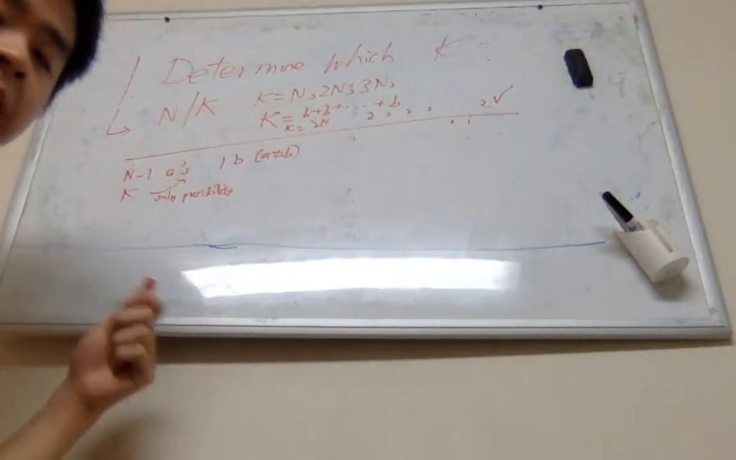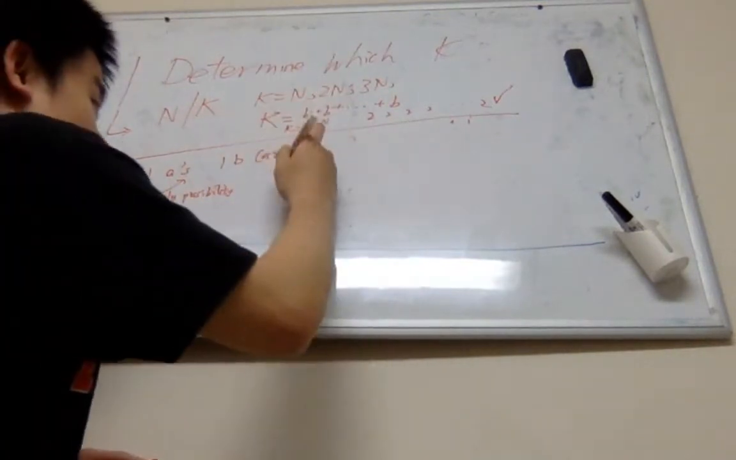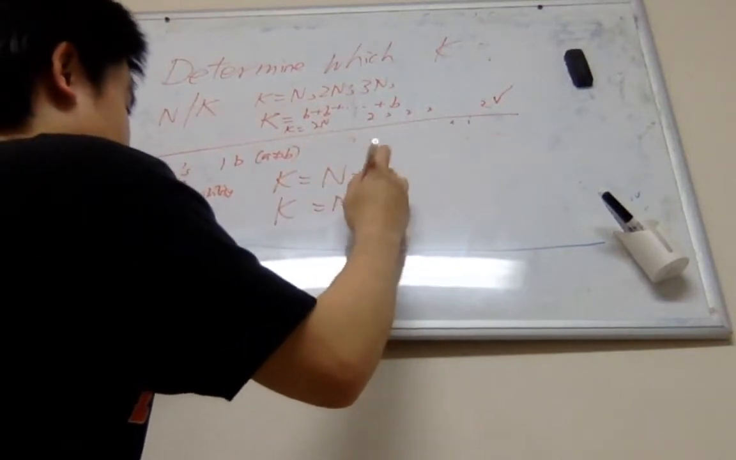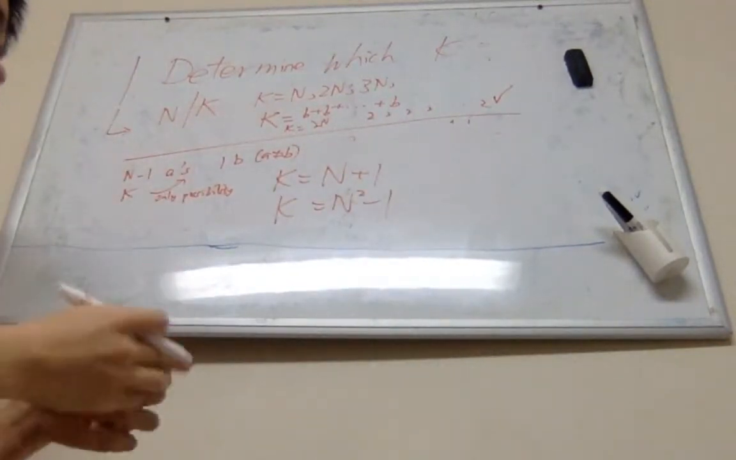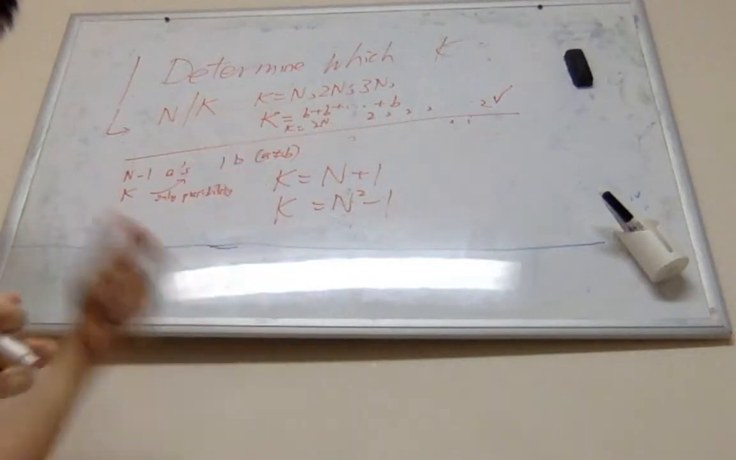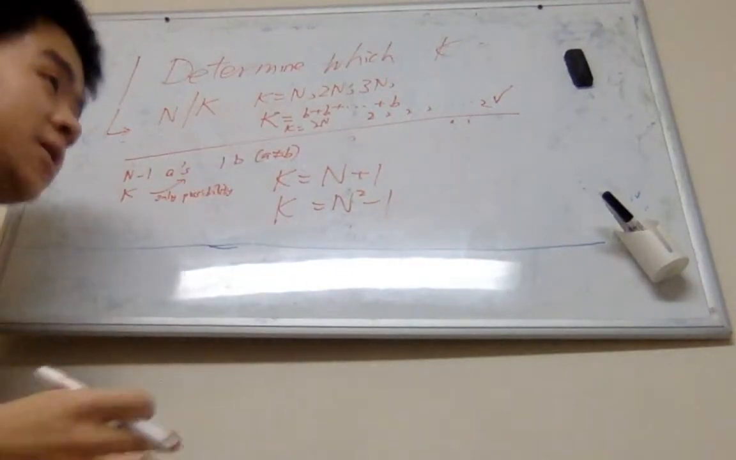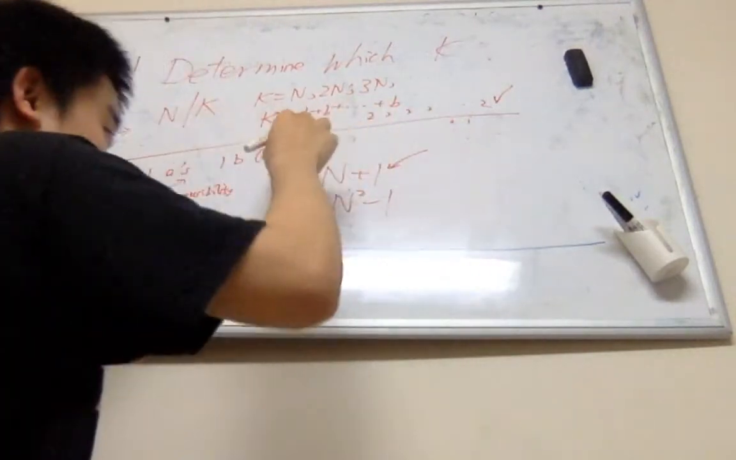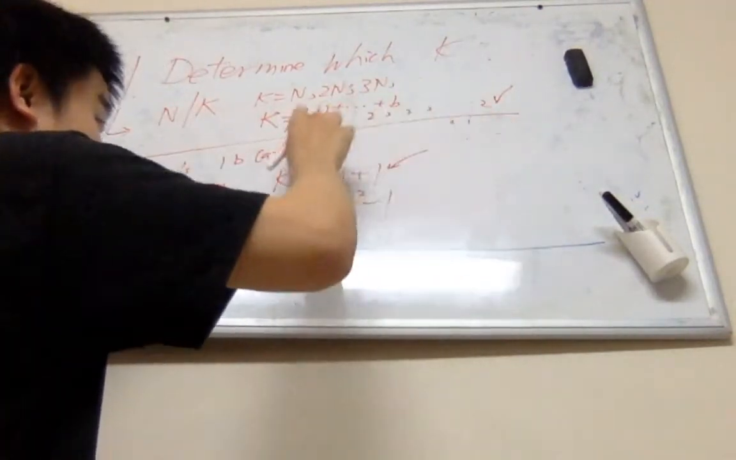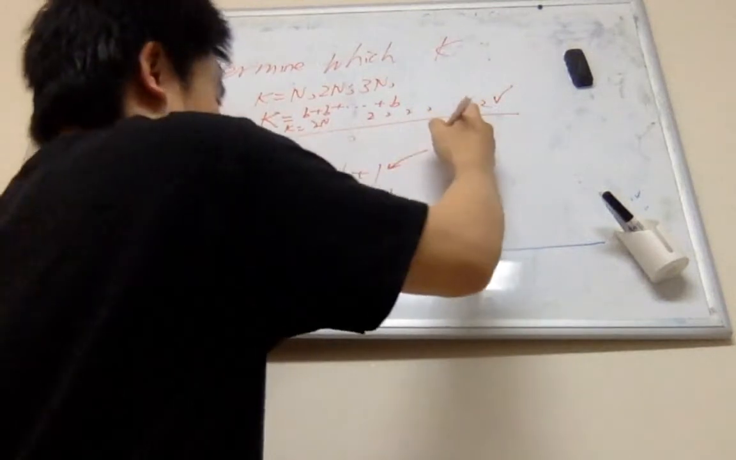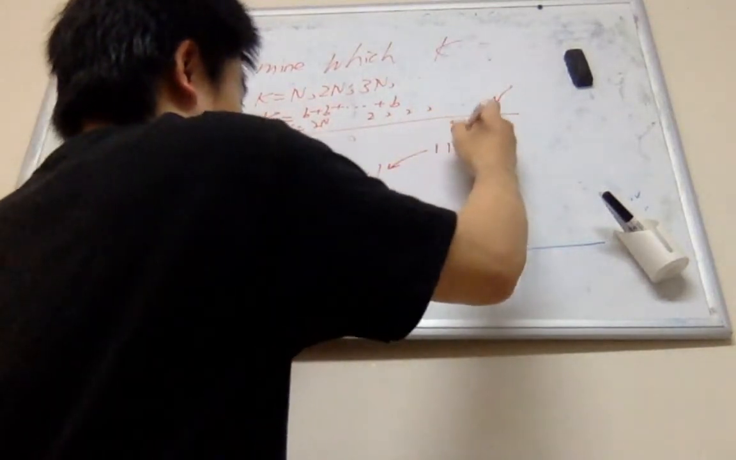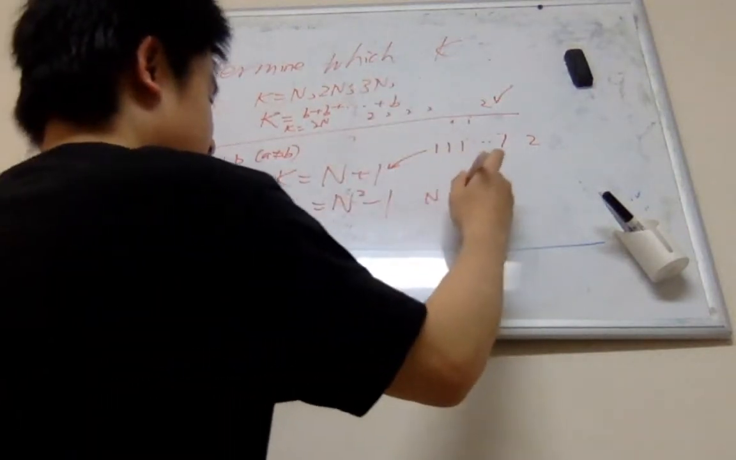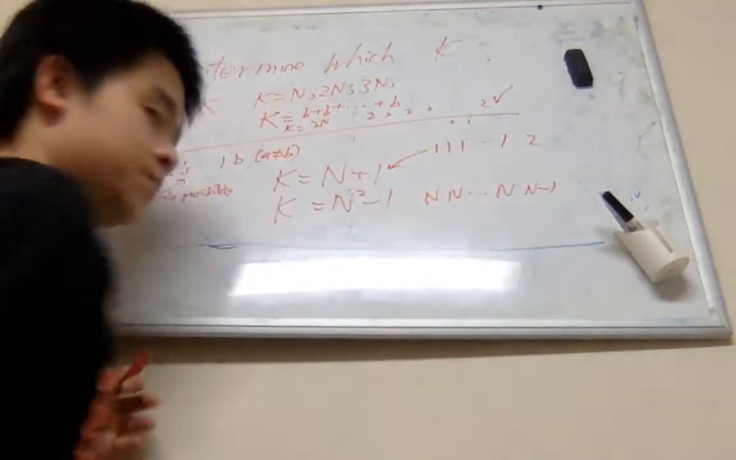But at this point you should probably notice that when k equals n plus 1 and k equals n squared minus 1, these two fit perfectly into this criterion, because the only possibility is when the trace equals k equals n plus 1, which is when you have 1, 1, 1 or the 1 and 2, and same thing here when you have n minus 1.